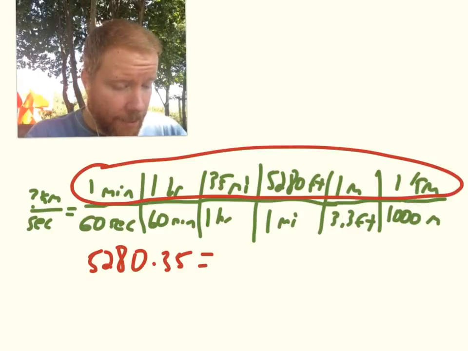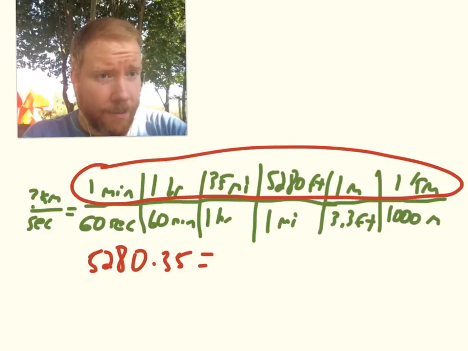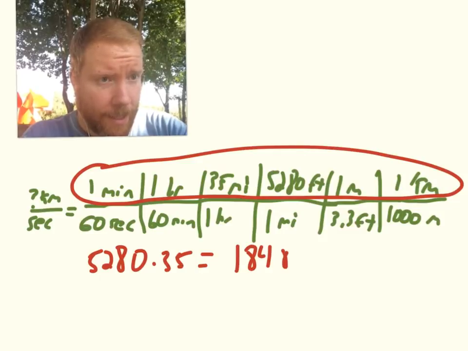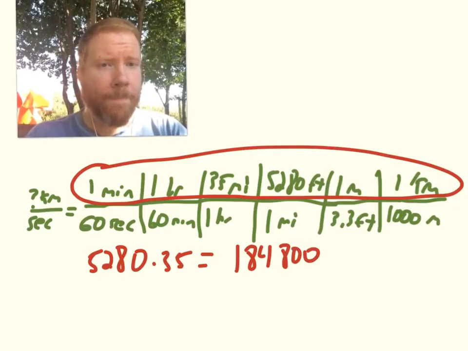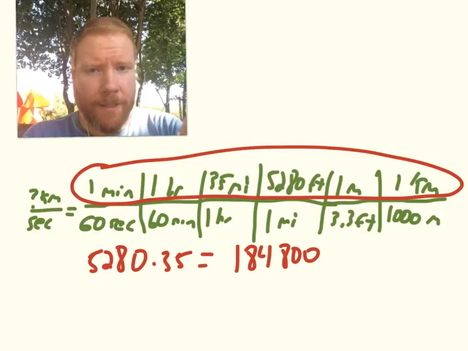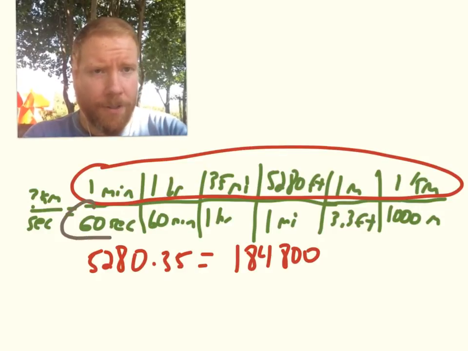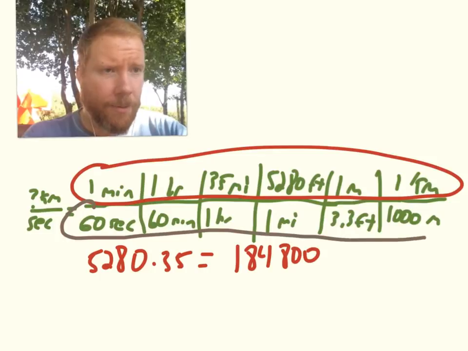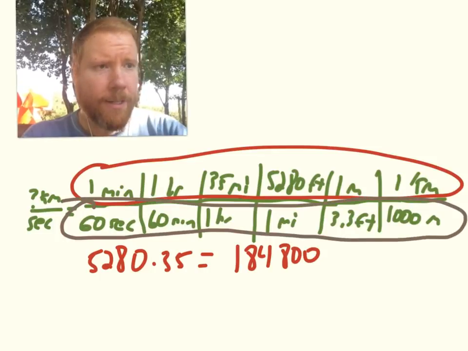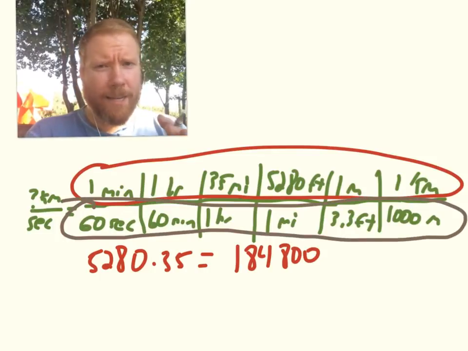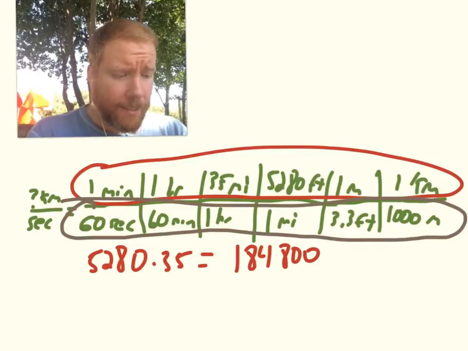So 5,280 times 35 is 184,800. Okay. Now we do the same thing to the bottom numbers. So we're going to multiply all these across the bottom. 60 times 60 times 1 times 1 times 3.3 times 1,000. You can skip the ones because anything times 1 is just the same number. So 60 times 60 times 3.3 times 1,000.